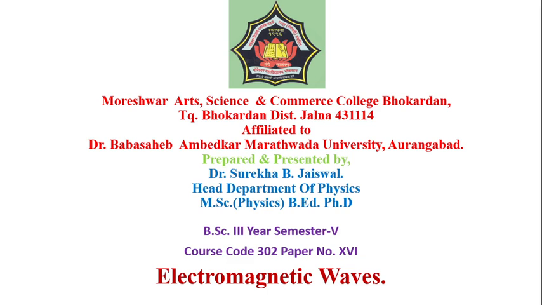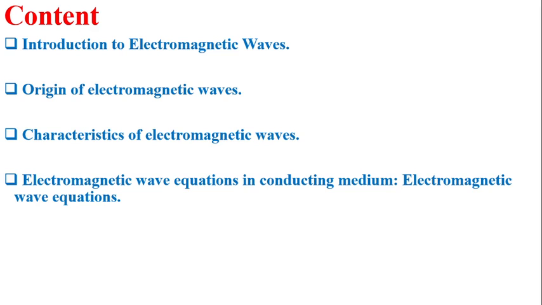Today we will see course code 302, paper number 16, semester 5, Electromagnetic Wave, chapter number 3. Now, here the contents are: introduction to electromagnetic wave, origin of electromagnetic wave, and third point, characteristics of electromagnetic waves and electromagnetic wave equation in conducting medium. Electromagnetic wave equation.